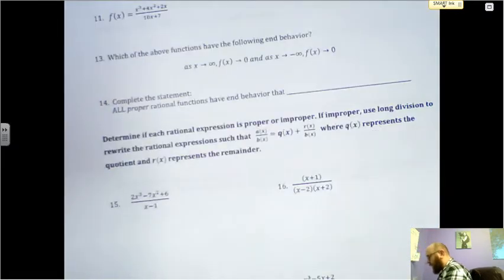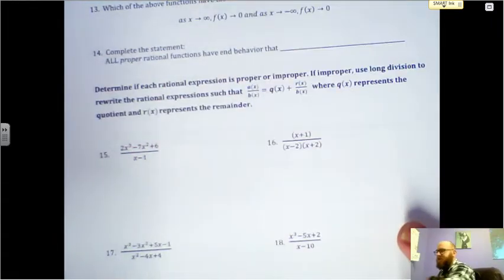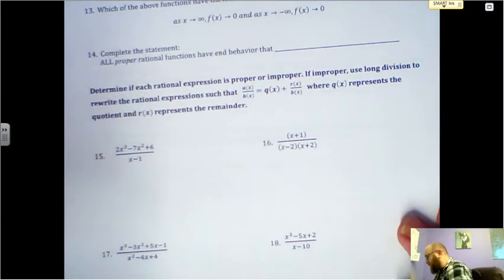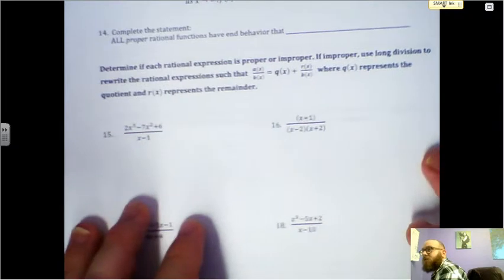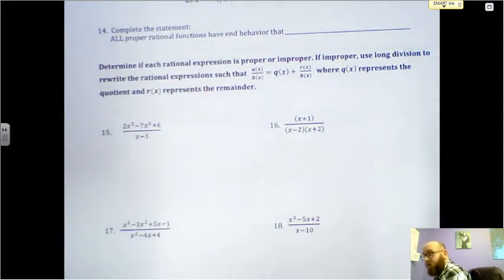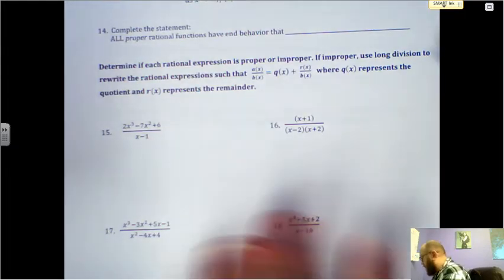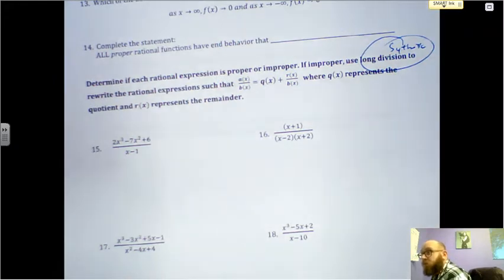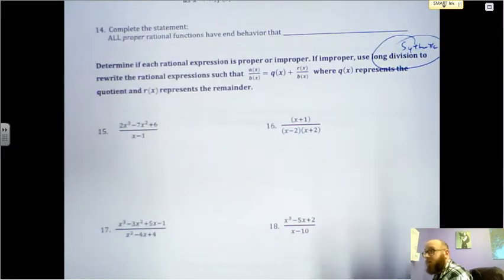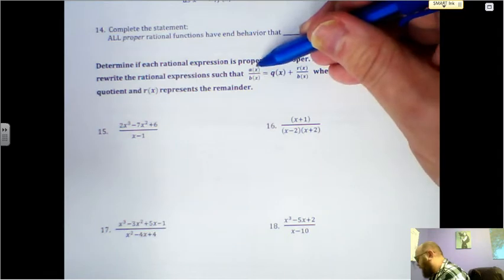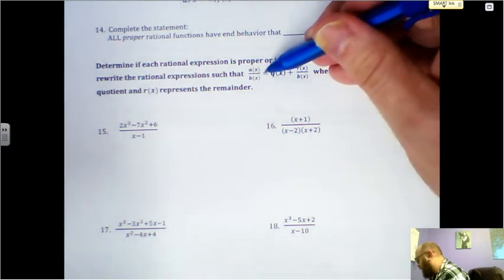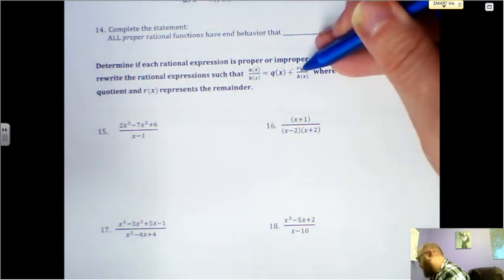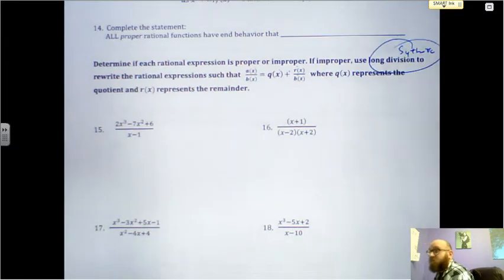But it's going to get a little bit more complicated in the next section, because in the next section, it wants us to determine if each rational function is proper or improper. Okay, we were just doing that. But then if it's improper, we're going to use long division, or we could use synthetic division to rewrite the rational expression as a of x divided by b of x equals q of x plus r of x over b of x. Essentially what it's wanting us to do is to divide it, simplify it, and then write a remainder if there's a remainder.